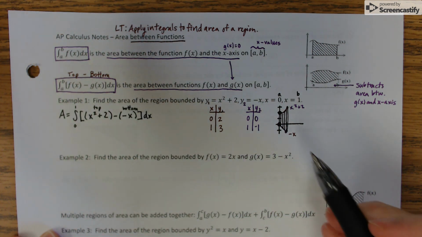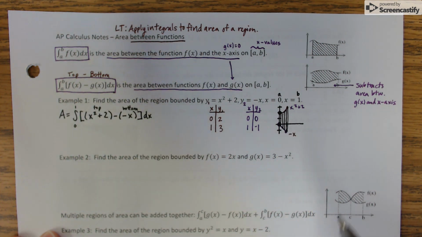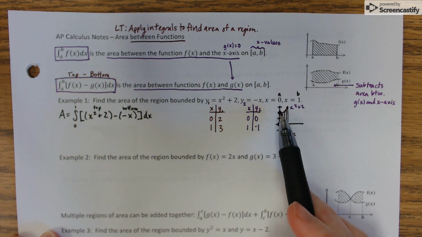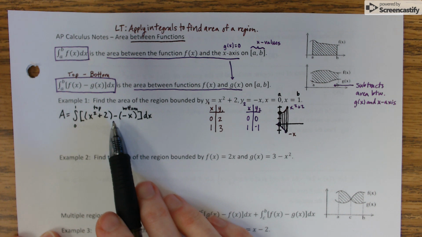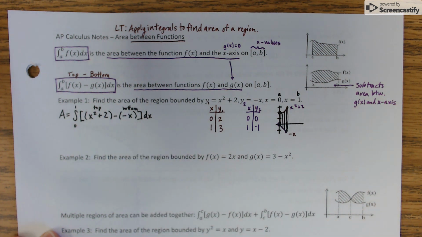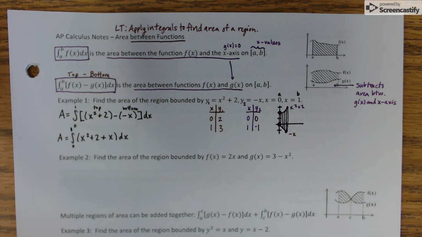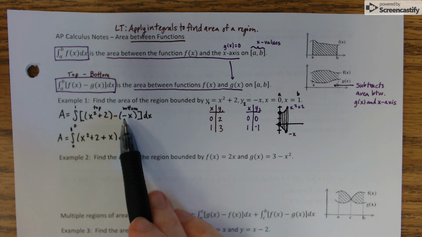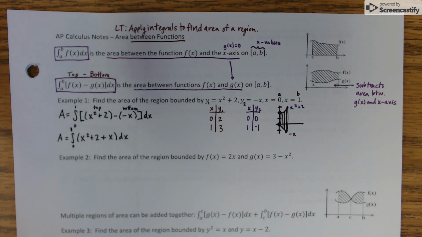So now that we have a picture of our graphs, we can go ahead and set up our area integral from 0 to 1. Our top function is that piece of the parabola, x squared plus 2, minus our bottom function, which is the linear negative x, dx. And in this next step, all I've done is a little bit of simplifying to get ready for my antiderivative. Be careful here, you've got a minus negative, so that gives you a positive x.